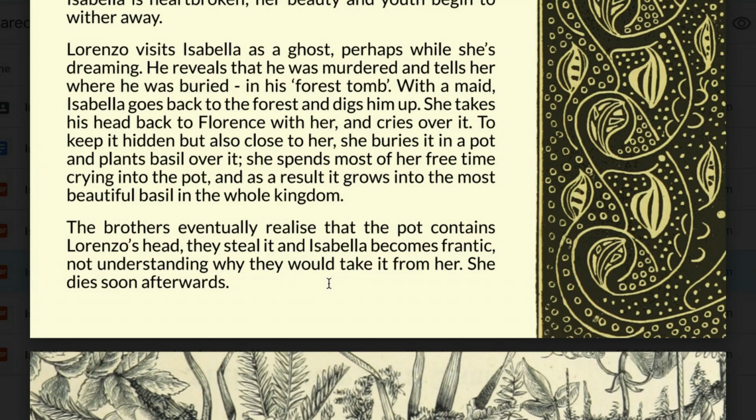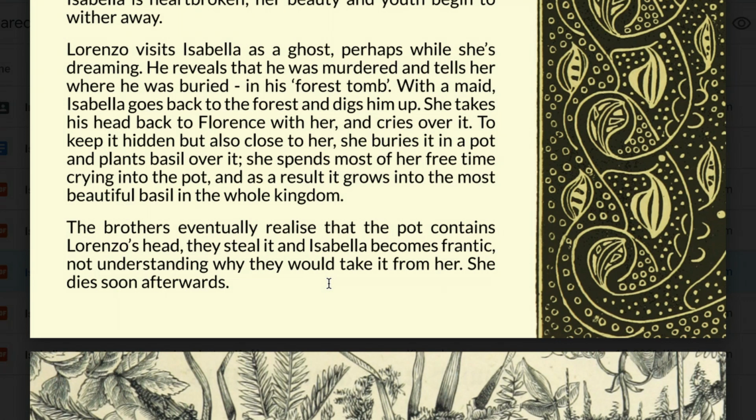So she digs him up. She realizes that it's true, and she can't take the whole body back with her, so she severs his head and takes the head back to Florence. And then she keeps it and she cries over it because she doesn't know what else to do. So she's kind of helpless and just in a state of mourning and suffering.